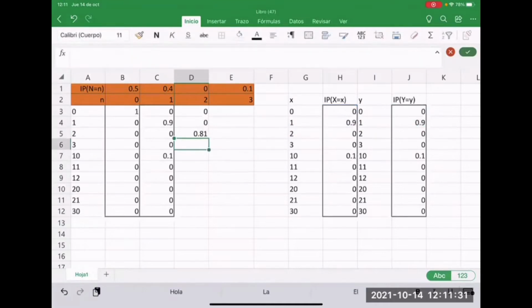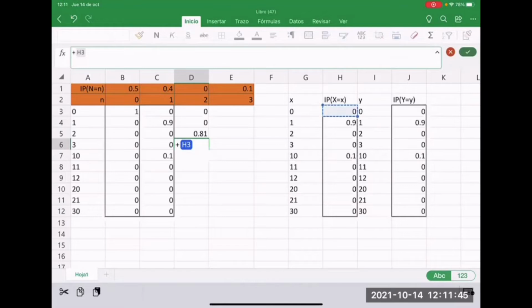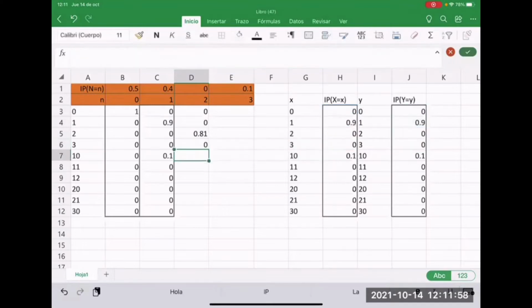You see? That's a beautiful thing, because the probability that we have a 2 is 0.81. Now, what is the probability of having a 3? Well, it's just this one times this one plus this one times this one plus this one times this one plus this one times this one. That's it. Okay. What about the probability of having a 10?